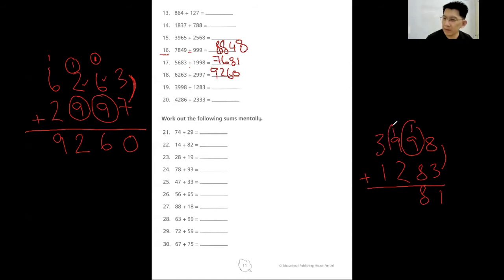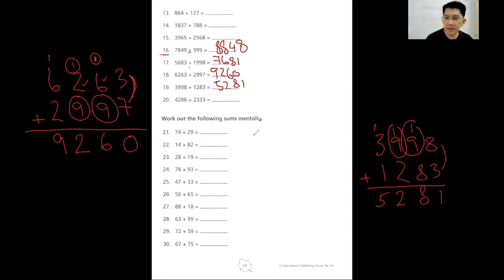Okay. Again, 1 and 9. That's another 10. 10 plus 2, 12. 12. The back digit is 2. Okay. And the front digit is 1, which I put on top here. So 1 plus 3 is 4. 4 plus 1 is 5. So the answer to question number 19 is 5,281.